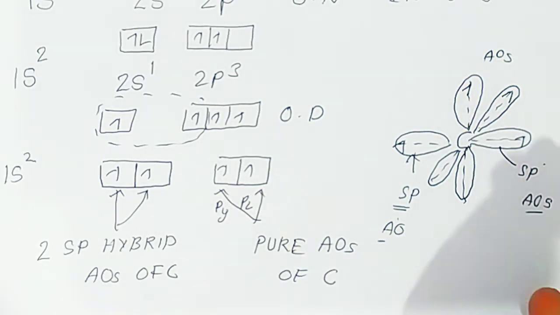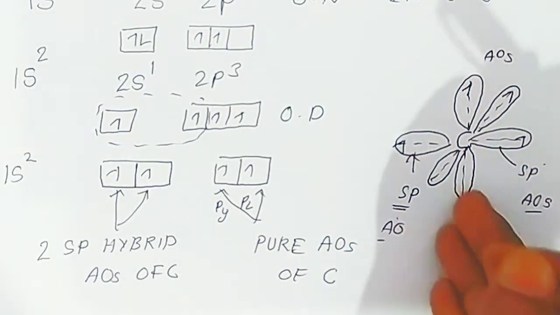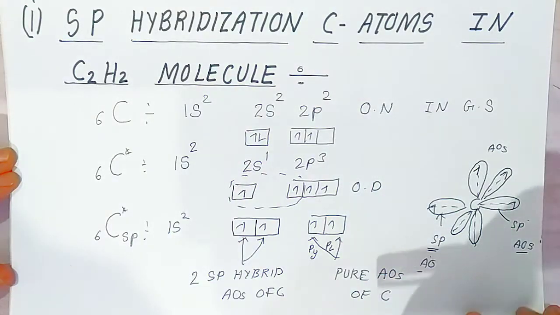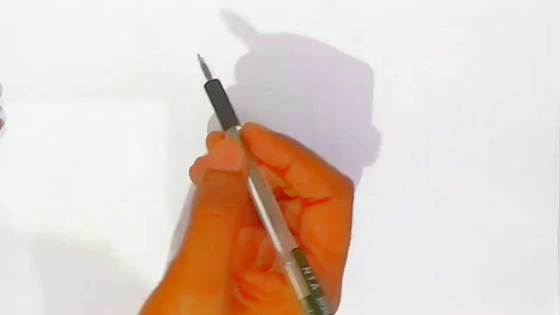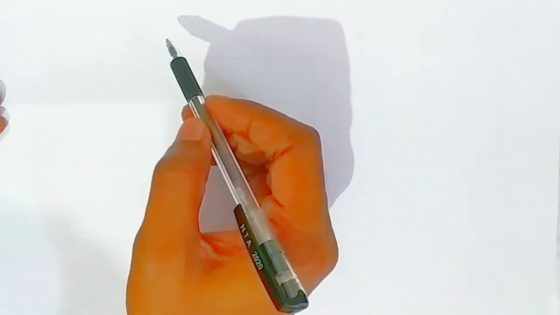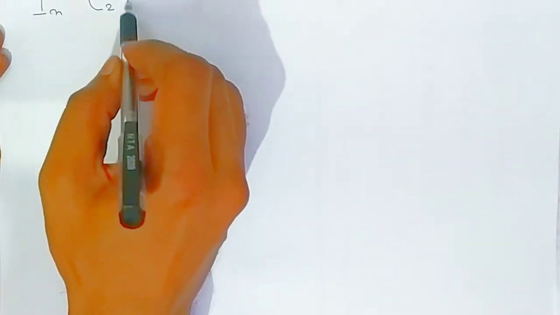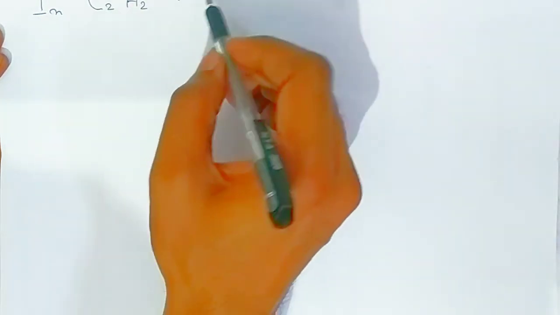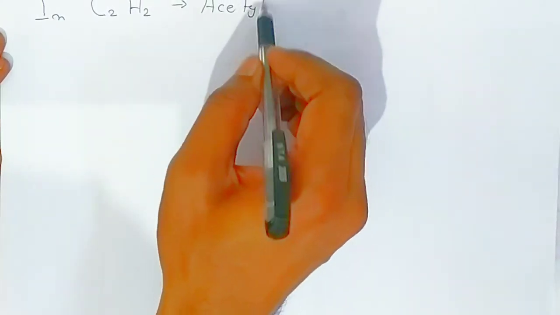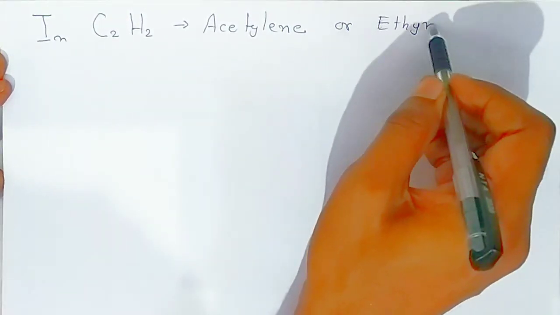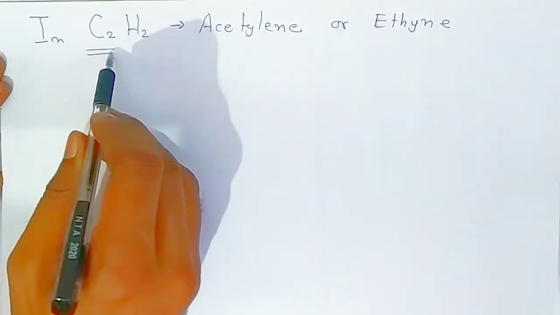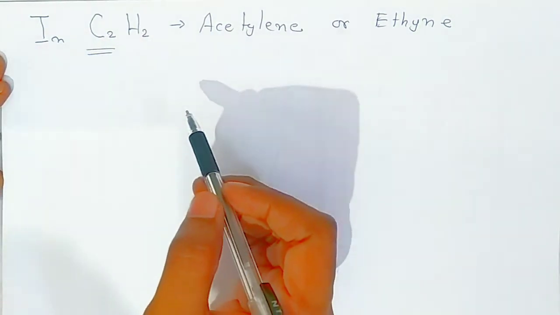Now students, what happens when two hydrogens approach these orbitals? Because it contains two carbons. In ethyne, in acetylene, you have two carbons. So students, two carbons you have to write like this. So in acetylene, that is C2H2, also called acetylene or you can say ethyne, because it contains two carbons, you can draw the structure like this.